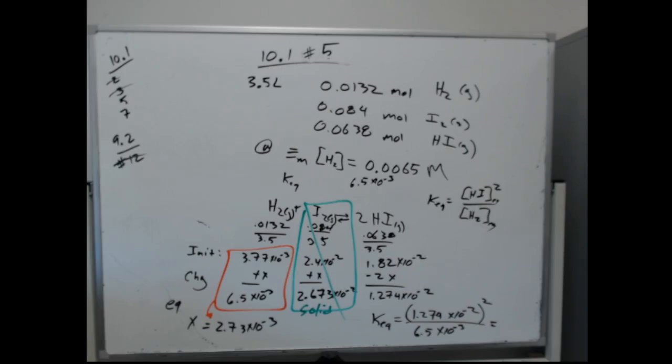But then we can plug that in. 1.274 times 10 to the minus 2 squared divided by 6.53 times 10 to the minus 3. 2.48 times 10 to the minus 2. Yeah. Cool. Notice this equilibrium constant is reactant favored. And because we started with some product already there, we had the reaction go backwards in order to get to equilibrium.